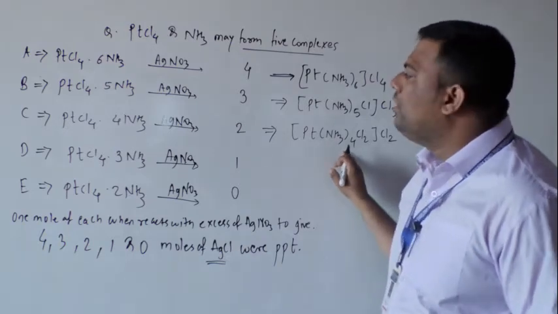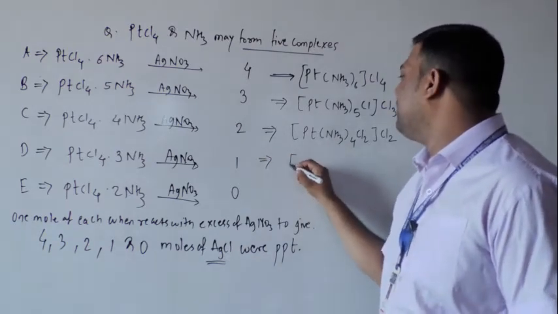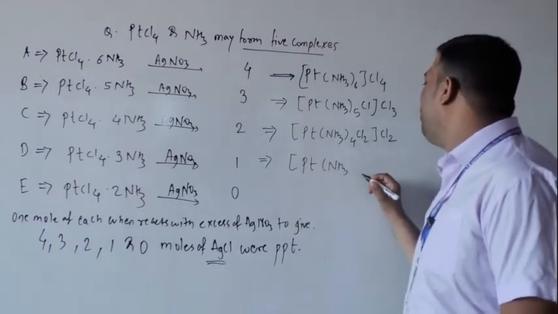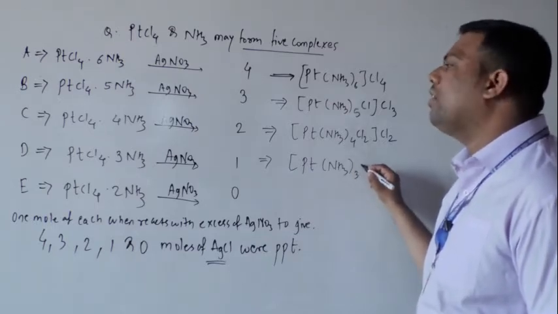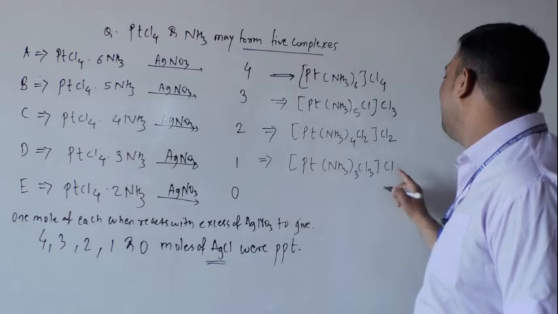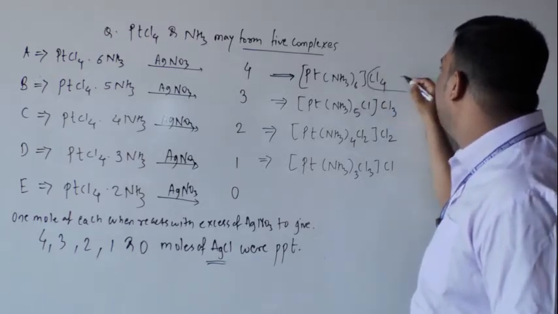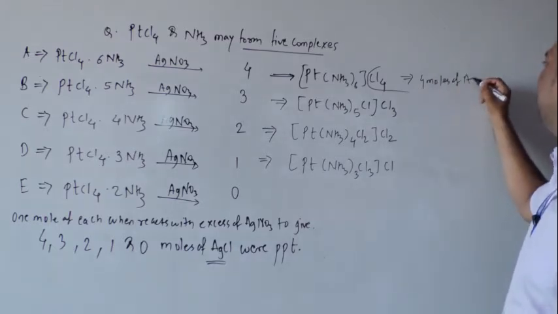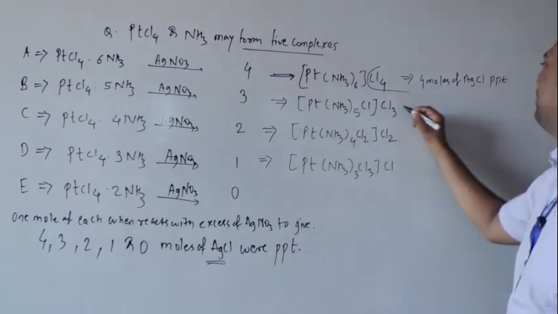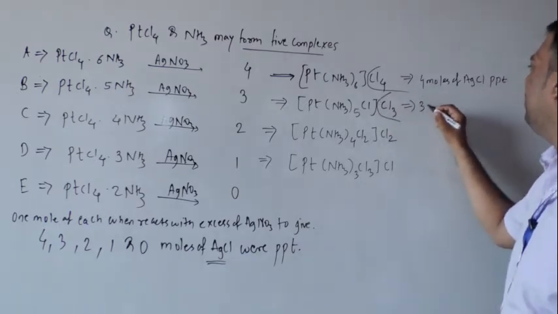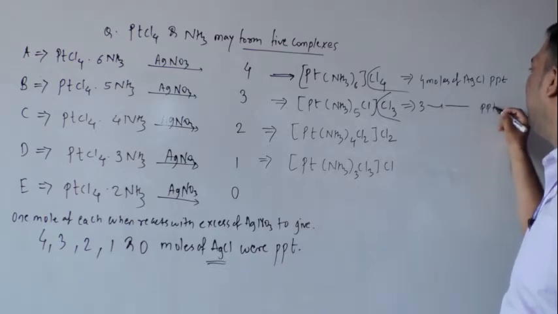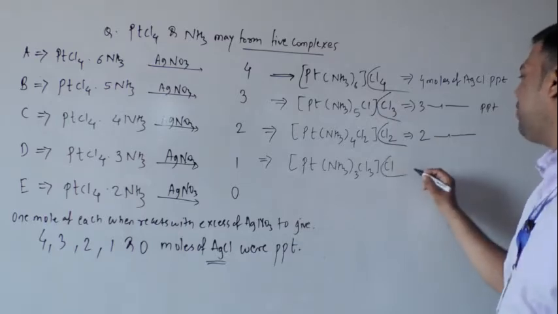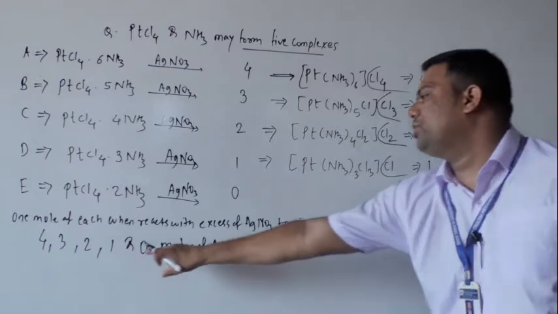Okay, now here they have Pt NH3, total how many are there? 3. So here Cl3 and only one ionizable. So this Cl4, that's why 4 moles of AgCl precipitate. Here 3, therefore 3 moles of AgCl precipitated. Here 2, that's why 2 moles of AgCl precipitate. Here 1, therefore 1 mole of AgCl precipitates.